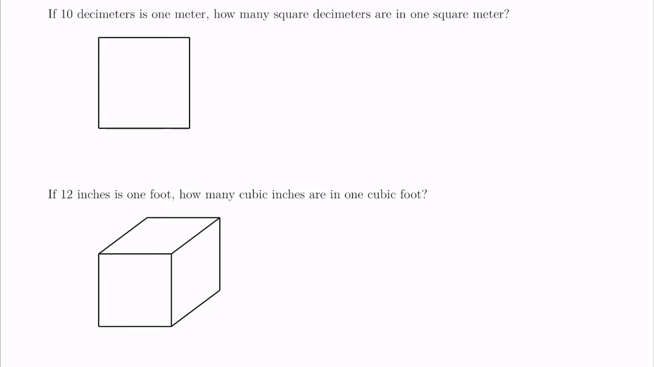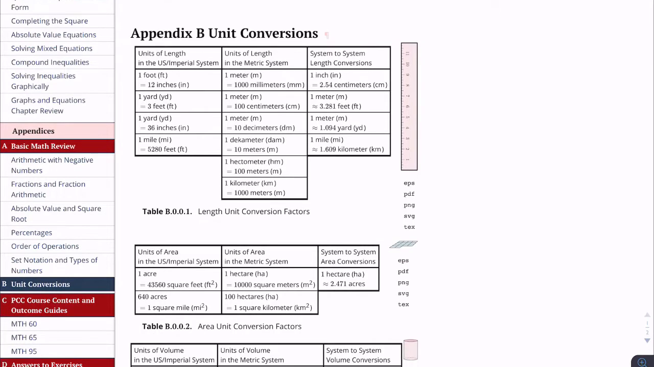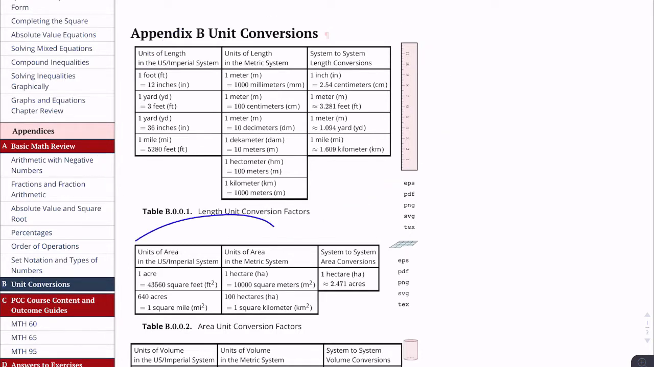We're going to look at how to convert from linear unit relationships and unit ratios to ones that are two-dimensional and three-dimensional, so ones involving area and volumes. If we look at the appendix in our textbook with the unit conversions, we will notice that there are a lot of them that involve lengths, and separately there are many that involve areas.